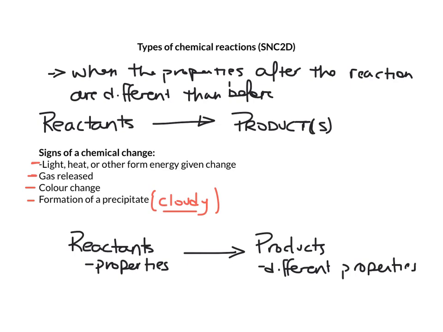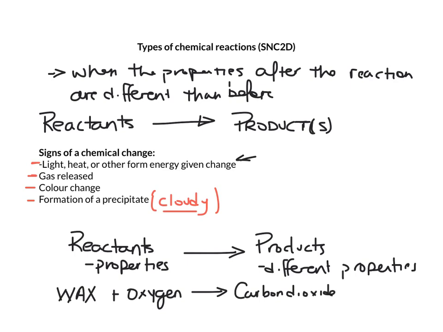An example I like to use is if you burn a candle. If you have wax burning, that's basically wax mixing with oxygen gas. The products that are given off, you know it's a chemical change because there's heat and light being given off, but you also know that the products are different. The products that are actually given off are carbon dioxide and water vapor. I'm just going to write water as H2O. Okay?